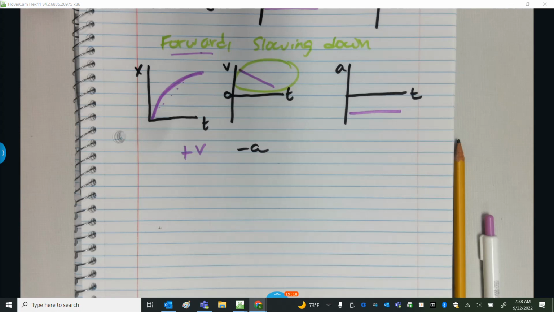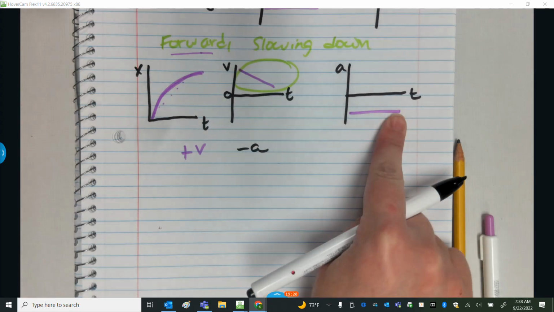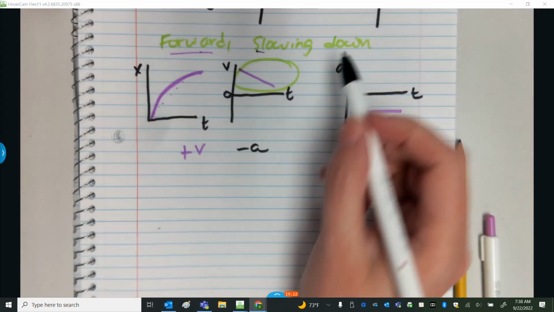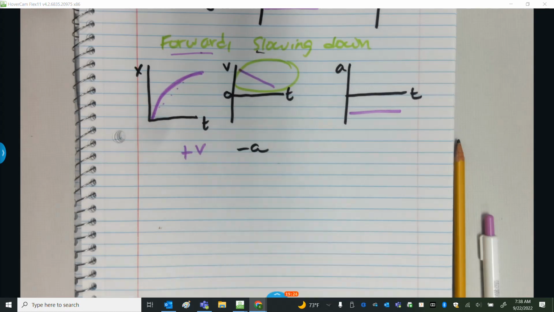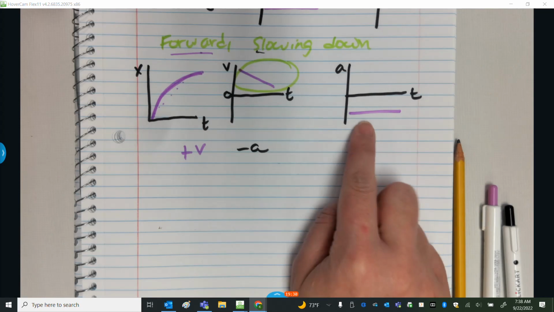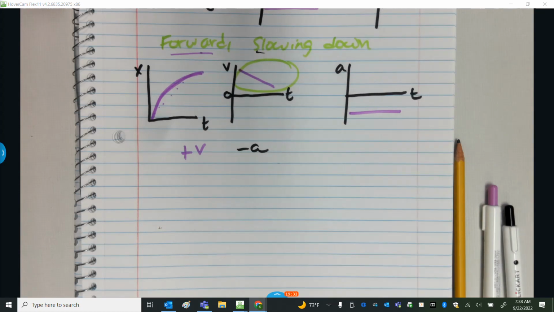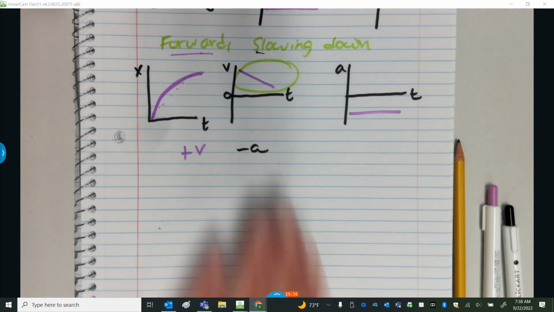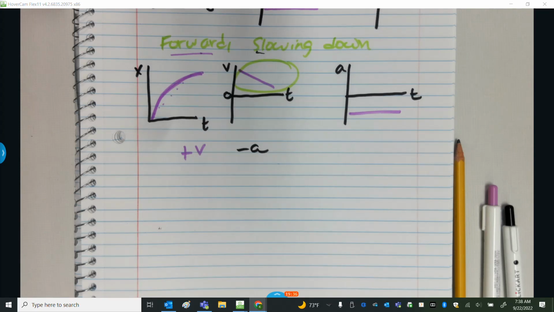Okay, so you can either use the slope of this to get this, or you can say, oh, if I slow down, these have to have an opposite sign. Either way, whichever one you find easier. But that's still what you're going to end up with, something in the negative region of the acceleration time graph. Does anybody have a question about those? Okay.